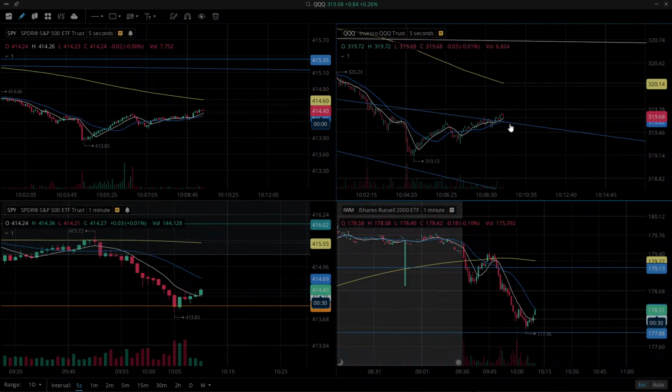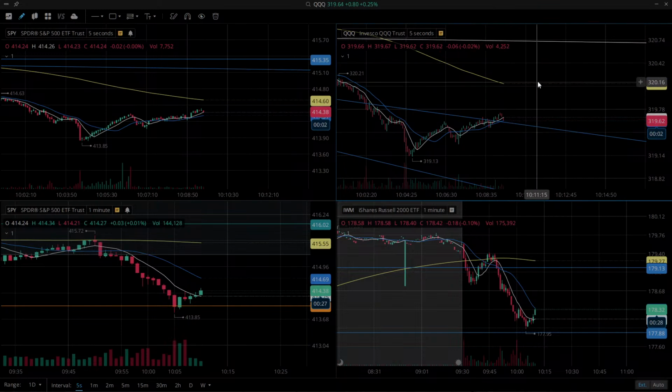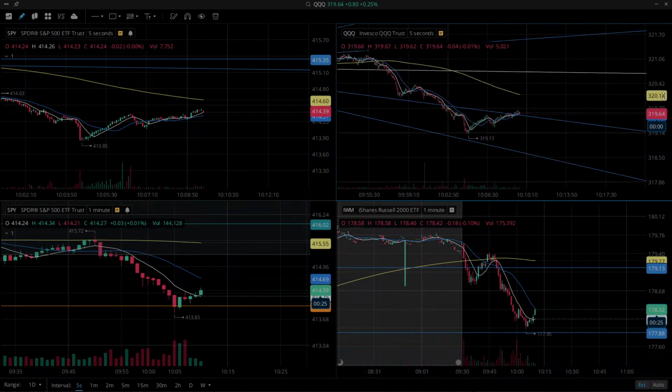Here we go with a quarter break here. Watch for a support test, and then we should resume at least half of that move back up to the regression line on Q.